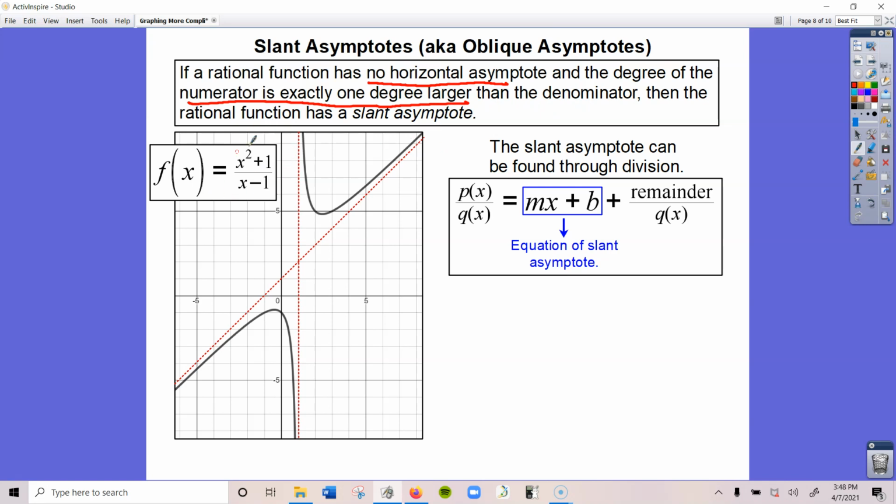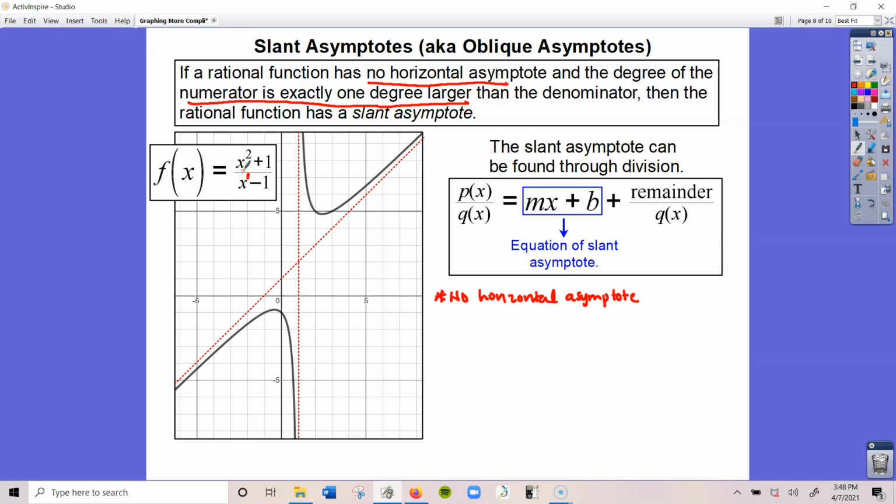So let's examine this equation. We have x squared plus 1 over x minus 1. If you notice, the degree of the numerator is larger than the degree of the denominator, since it's 2 and here it's 1. If the degree is larger, that means that there is no horizontal asymptote. So that is your first clue. If you don't have a horizontal asymptote, then you compare the degrees and make sure that the numerator is exactly 1 larger than the denominator, which 2 is exactly 1 degree larger than 1. So therefore, there is a slant.